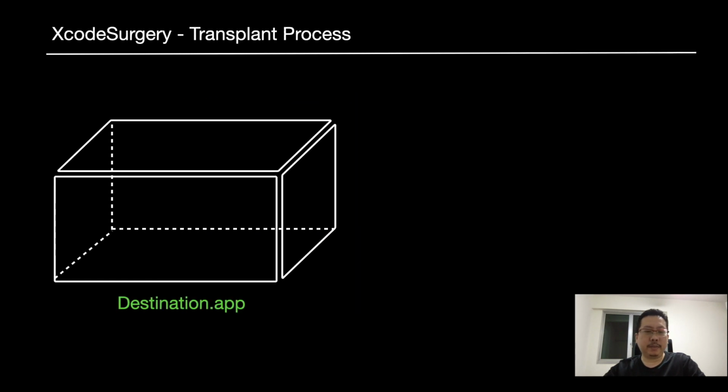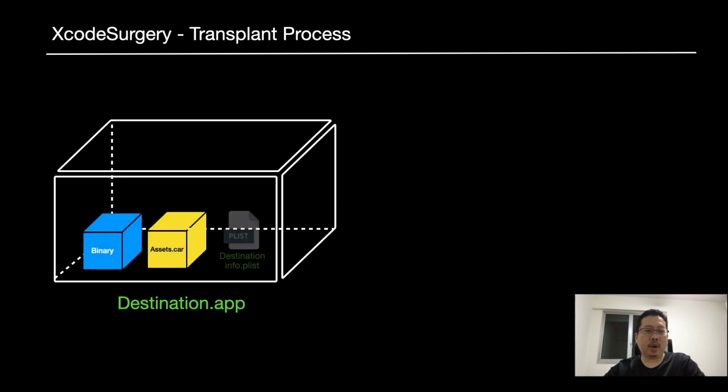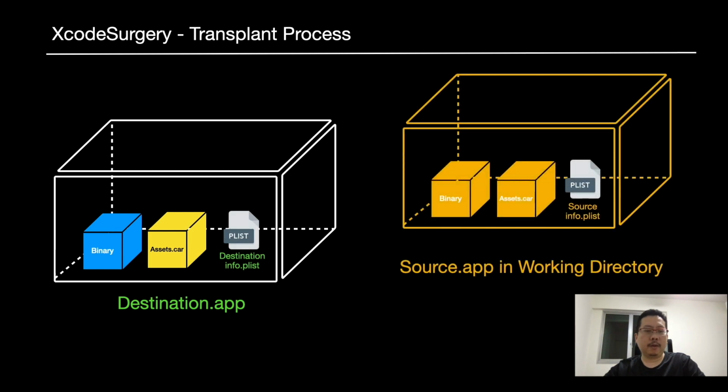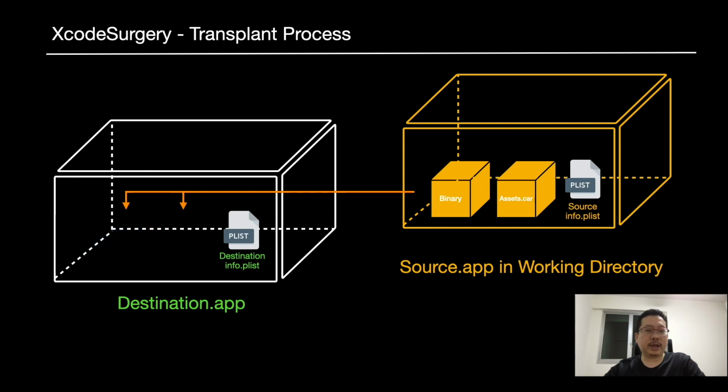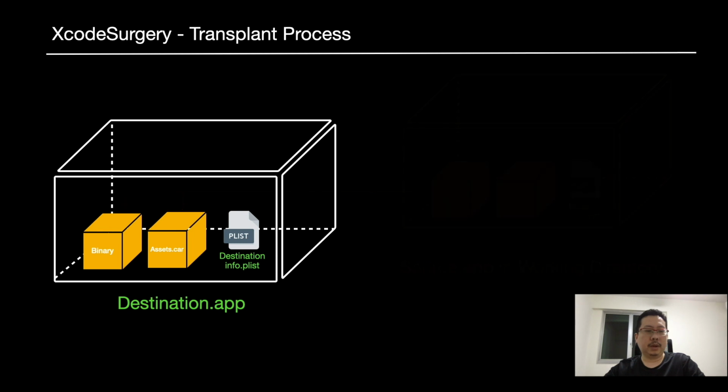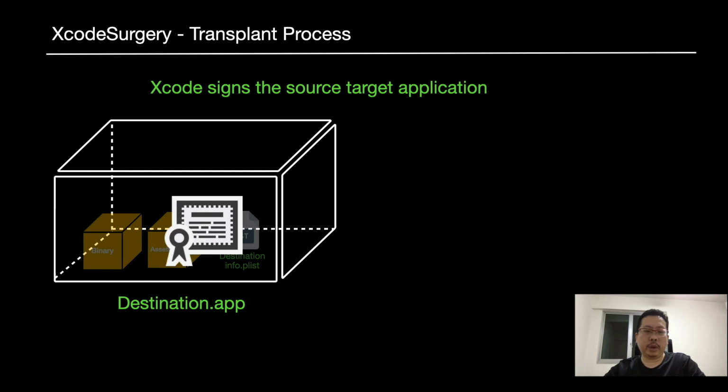For the destination app, the XcodeSurgery transplant command will copy and replace the binary and all relevant bundle resources from the source target app in the working directory to the destination target app. At this point in time, Xcode doesn't perform any integrity check on the binary and will proceed to code sign the app. This process will work when we build variants for the iOS simulator, direct install on device, and archiving for distribution.